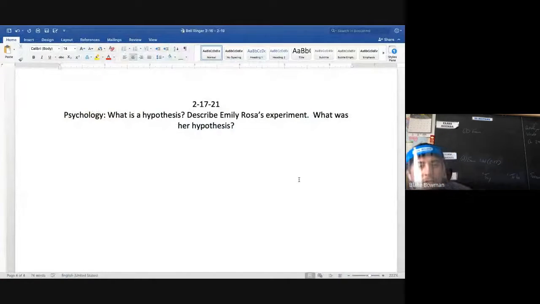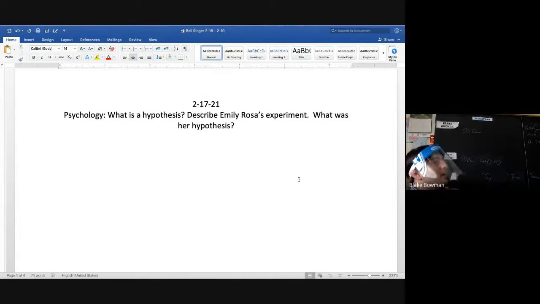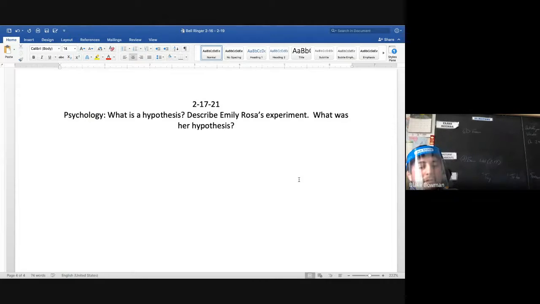So what is a hypothesis? Describe Emily Rose's experiment. What was her hypothesis? A hypothesis is like an educated guess, an if-then statement. I just gave the example: if you study more, engage in class, and write more notes down, then your grade will probably improve. We all kind of know that is accurate. You have to go through the scientific method to prove it, but that is a good formulated hypothesis.